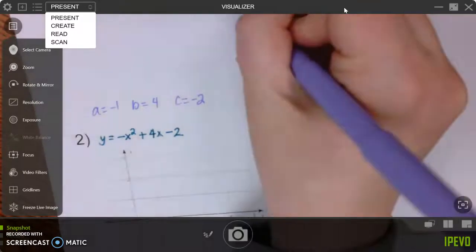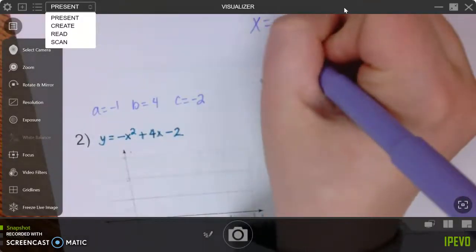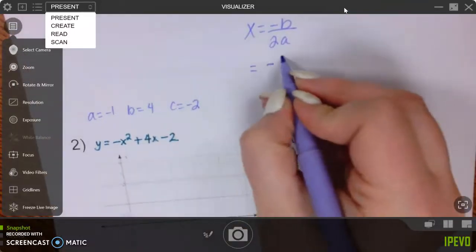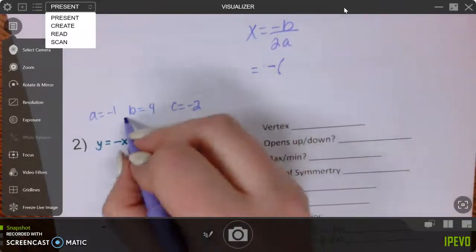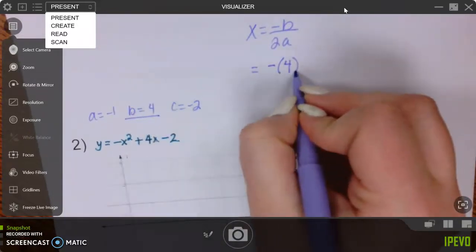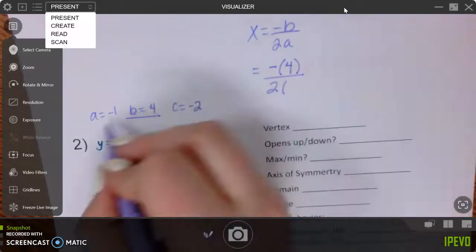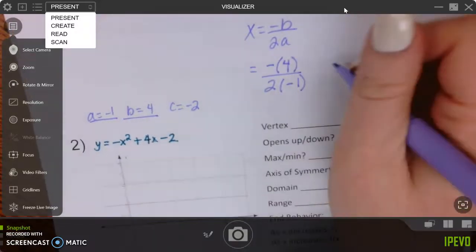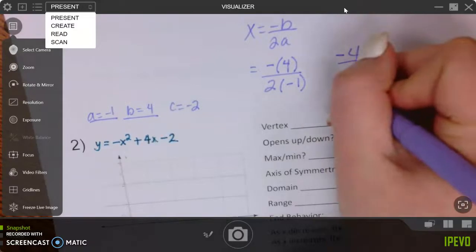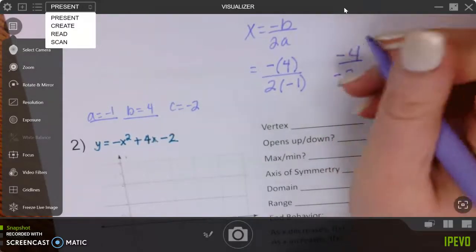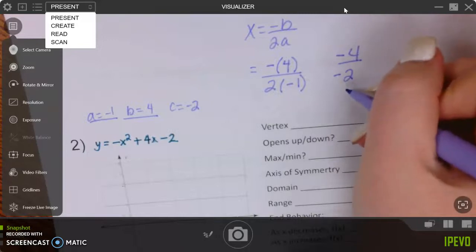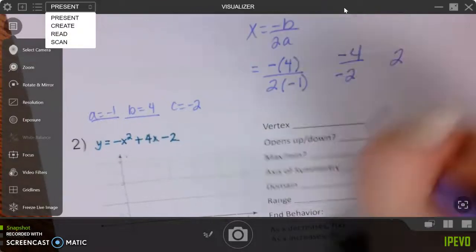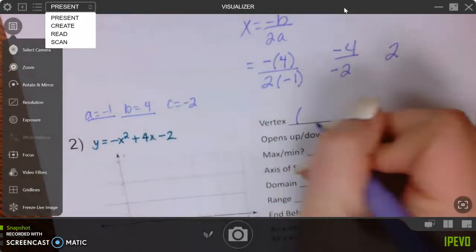So we know that we can do x equals negative b over 2a. Remember that negative's already built in. Don't forget about it. So that's negative parentheses, whatever your b is. Our b is 4 over 2 times our a. Our a is negative 1. So negative times 4 is just negative 4. 2 times negative 1 is just negative 2. Negative 4 divided by negative 2. A negative divided by a negative should give you a positive. So that's just going to be 2. So the x-coordinate of our vertex is 2.